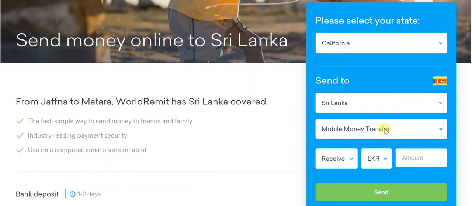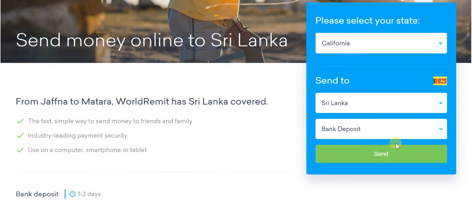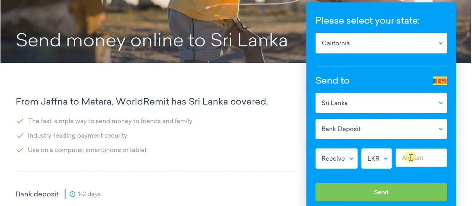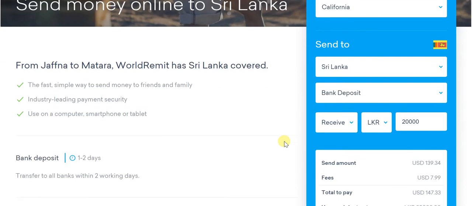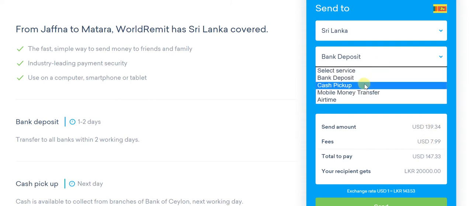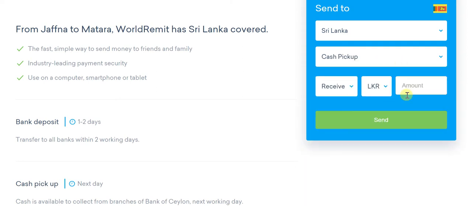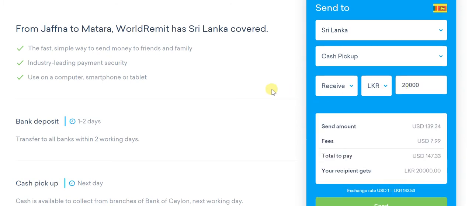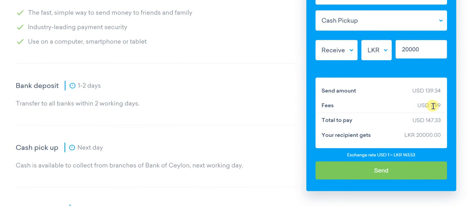And what we find is that even if we were to say double the money, let's say instead of 10,000, let's look at the recipient receiving 20,000. In that case, we find that the fees have gone up only marginally, with the total to pay being, as you know, equivalent, keeping in mind the slightly higher fees. Likewise, if we go to cash pickup and instead of 10,000 we opt for 20,000 Sri Lankan rupees, again the fees have just gone up very marginally.